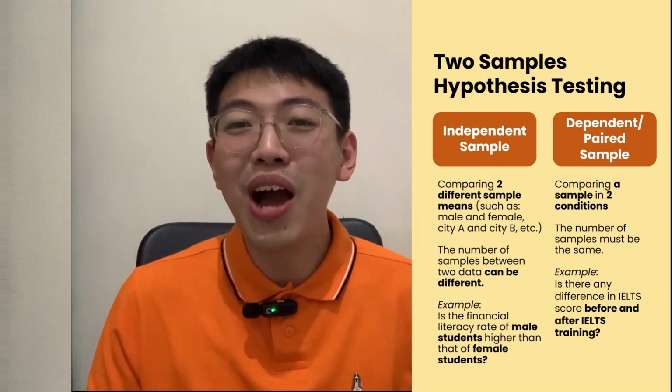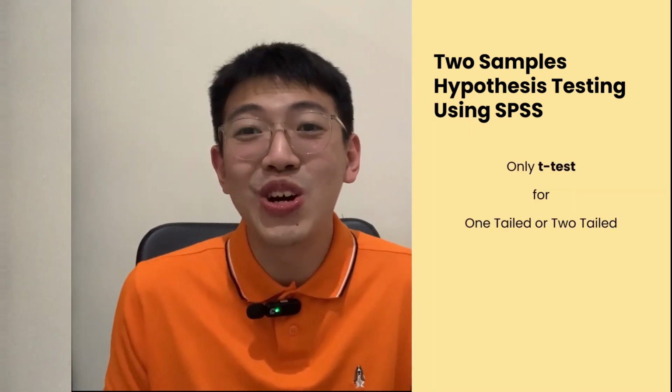In this video, I want to share with you how to conduct two-sample hypothesis testing using SPSS. The test you can do in SPSS is only the t-test, either one tail or two tail. And you need to have the complete data to conduct the test. If you only have the sample standard deviation and the sample mean without knowing the data, you cannot run the analysis.